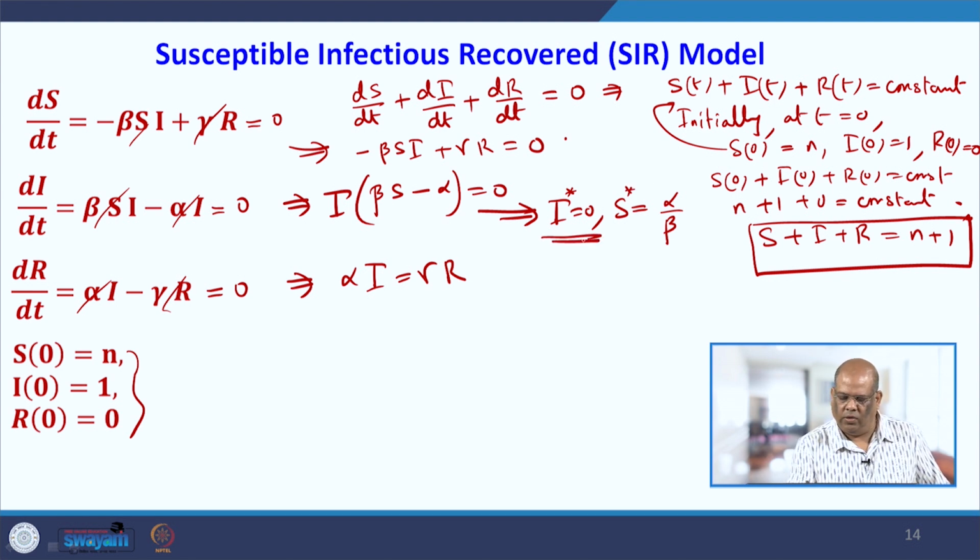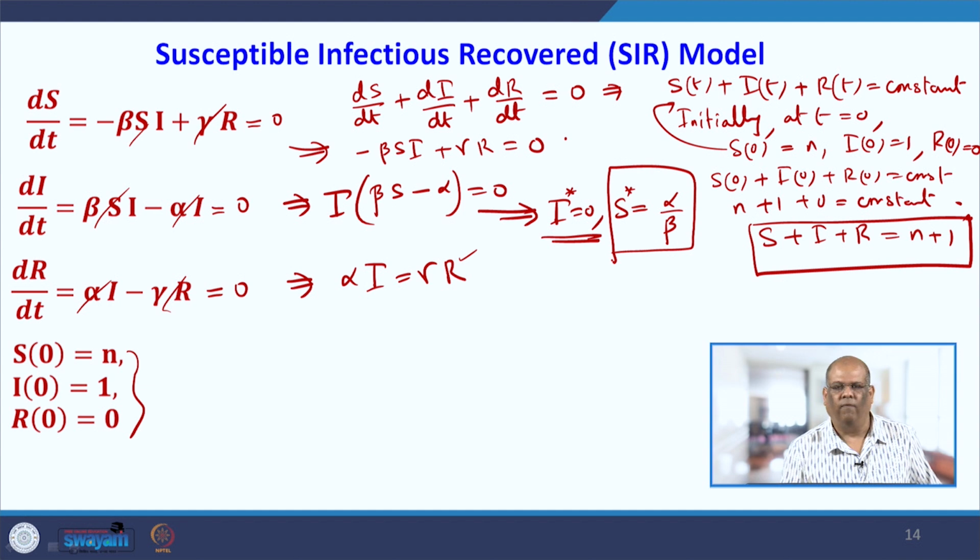Now, if I equal to 0, it means there are no infections, I mean, none of the persons is infectious. So, there is no point in studying this model, because if I put I equal to 0, the R is also 0 from this equation. So, we get some value of the susceptible and no infectious, no recovery. There is no point in studying this equilibrium point. So, we will study where you have infectious people, where you have recovered people, and at the same time you have the susceptible ones. So, you have this S star, which is equal to alpha by beta.